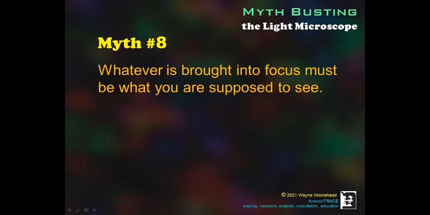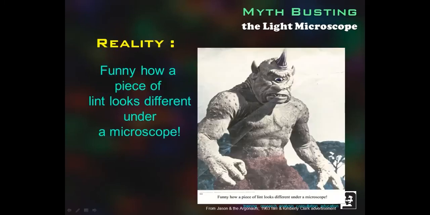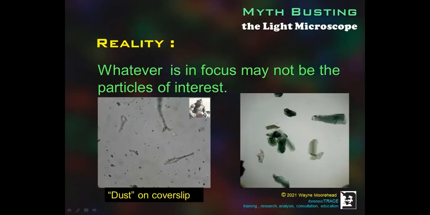Myth number 8, whatever is brought into focus must be what you're supposed to see. Funny how a piece of lint looks very different under a microscope. Since you are not allowed to touch the microscope, whatever is in focus must be what you're supposed to see. On the left are dust or non-relevant artifacts. On the right are the particles of interest.